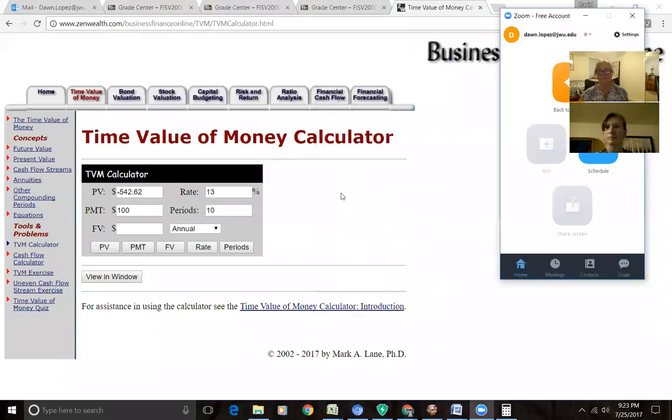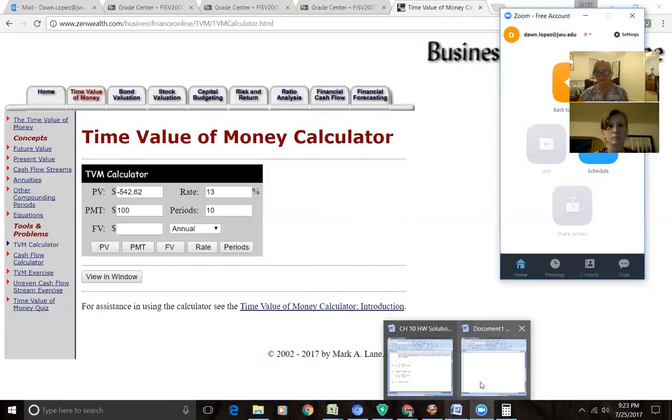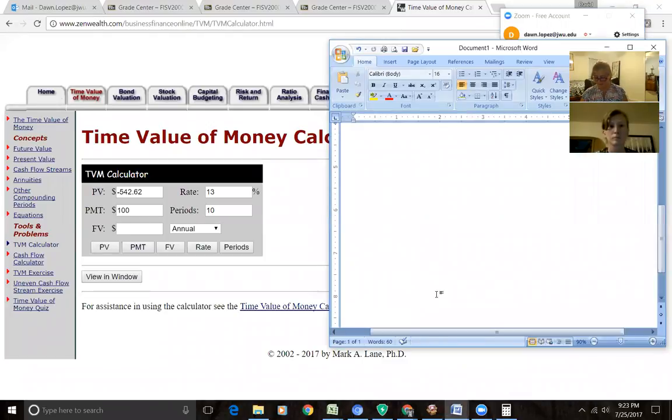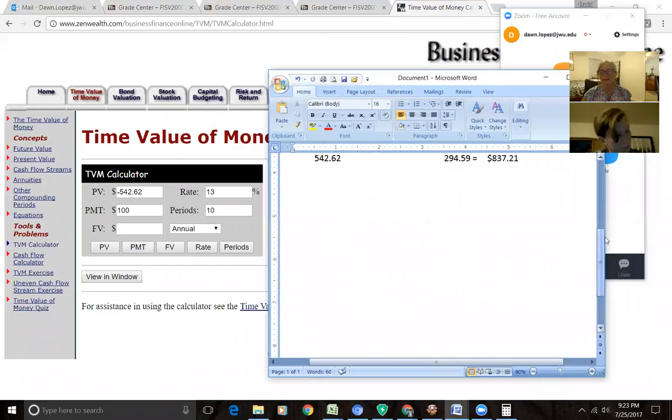So we don't need the time value of money calculator for this. I'll go to here. Let me first talk about a couple of the problems, talk about preferred stock valuation and the difference between preferred stock and other types of stock, whether it's common stock, whether it's zero growth or constant growth.